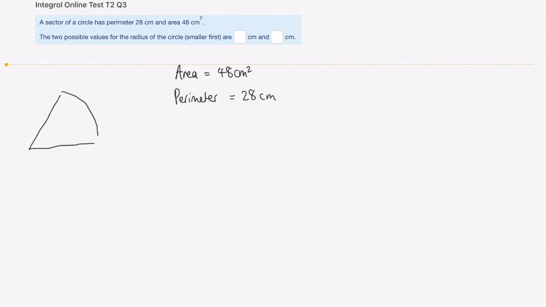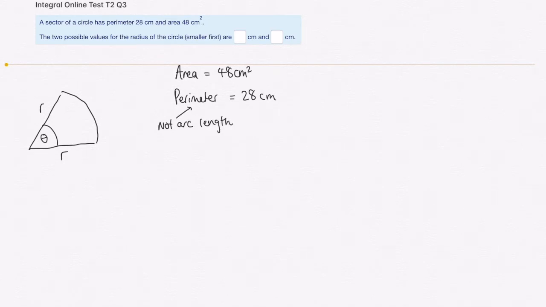Let's think about what we know. We know the area of this sector. We don't know the value of theta here, and we also don't know the radius. And be careful, because we don't know the arc length, because this says perimeter, not arc length.